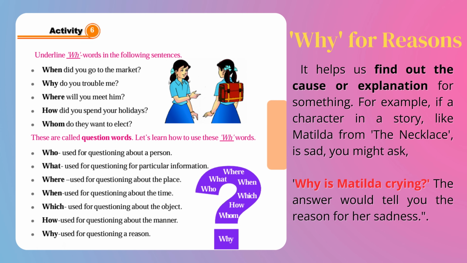So, next one is why. Why for reasons. To find out the reasons, we may make use of the word why. Why is used for questioning a reason. It helps us find out the cause or explanation for something. For example, if a character is in a story like Matilda from the Necklace lesson, you might ask, why is Matilda crying? The answer would tell you the reason for her sadness, because she doesn't have a nice dress, she doesn't have jewels like that.